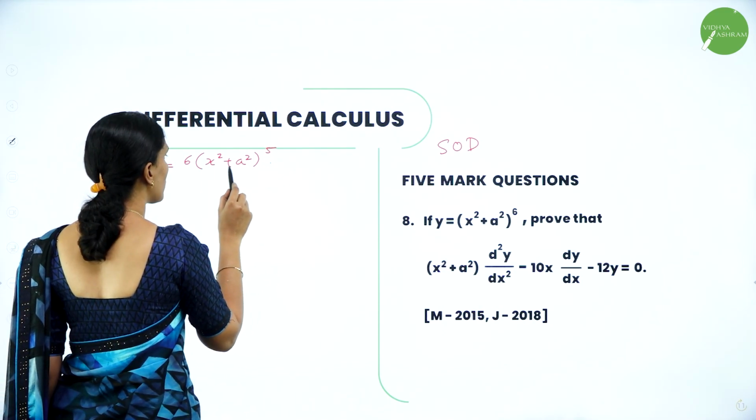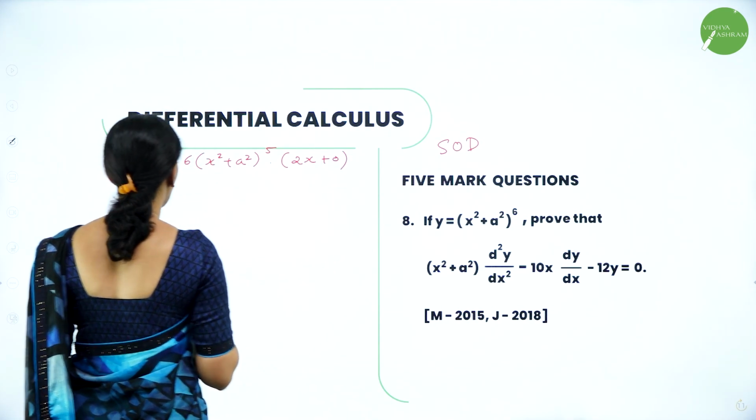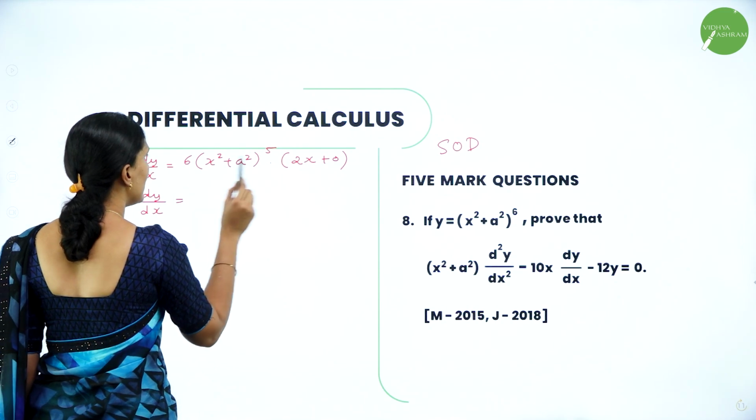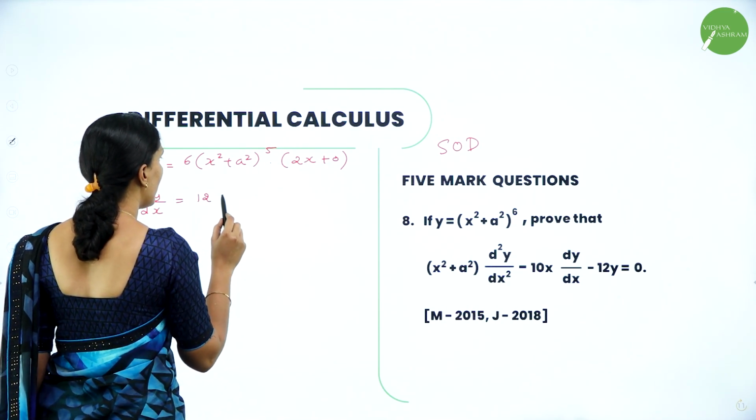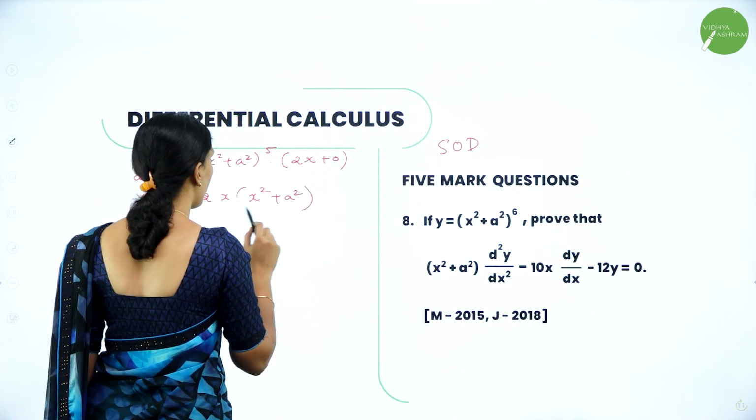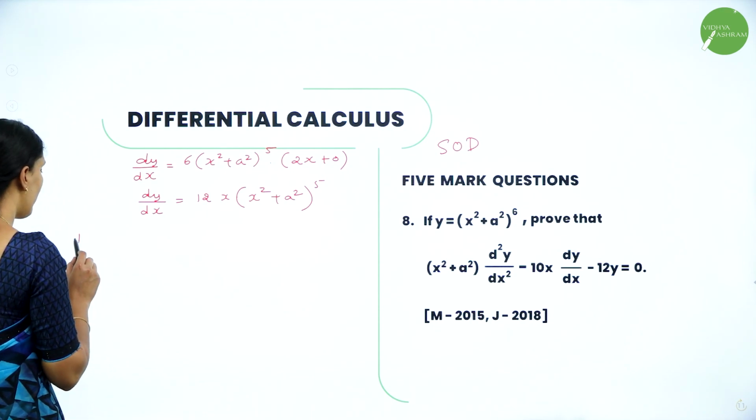And let us differentiate x square plus a square again. You will get this as 2x plus 0. So we can write dy by dx as 6 2s are 12 x into (x square plus a square) whole power 5. Now we need d square y by dx square. So let us differentiate it again.